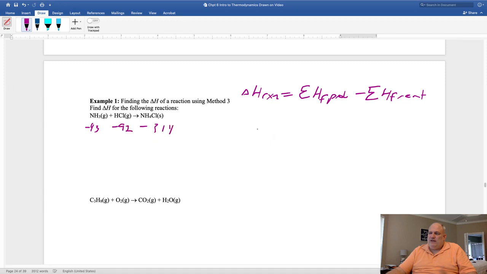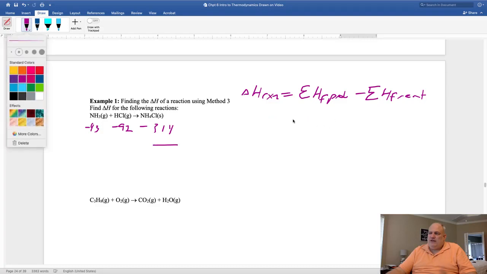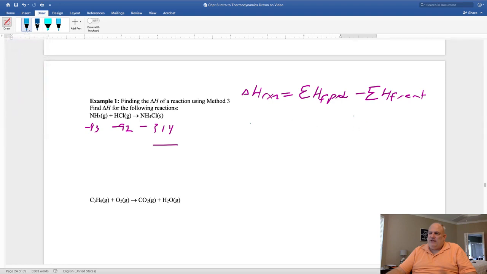So if we go to our equation, what that means is we have to take our products, and the only thing on our product side is the minus 314. I'm going to change color pens here because it's going to make me happier. Let's go with this color right now. I feel like I'm on an art show.